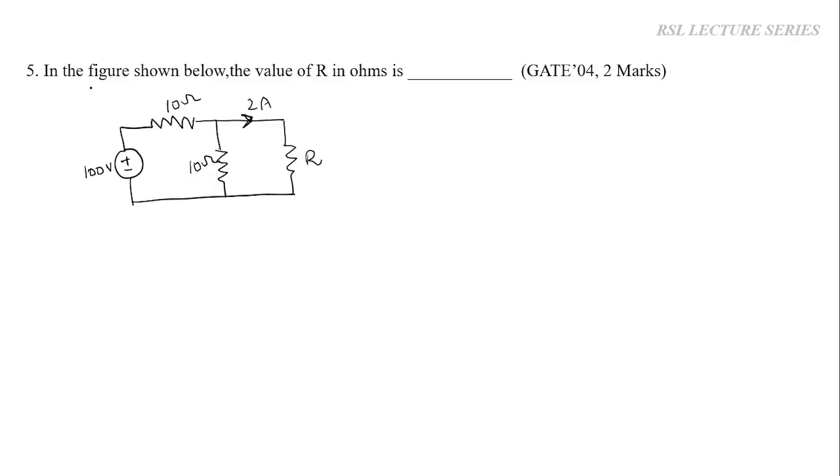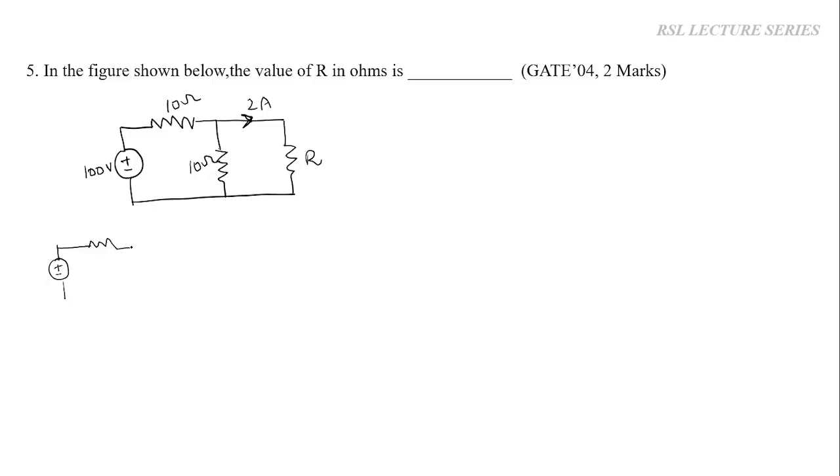Now the next question is: in the figure shown below, the value of R in ohms is blank. Here this is a circuit. We have 3 resistors, two of 10 ohms and 1 of unknown value. This R value we have to find out, and there is also a 100 volt source. So now I will redraw the circuit here.